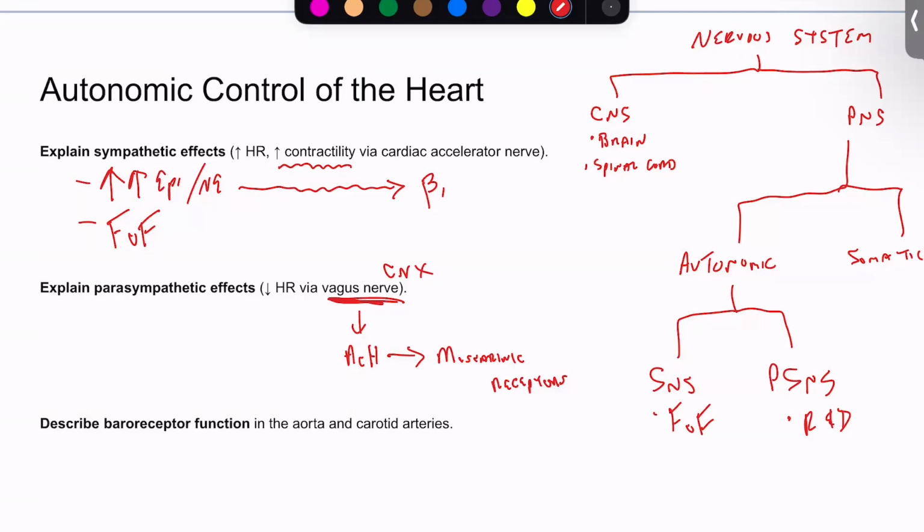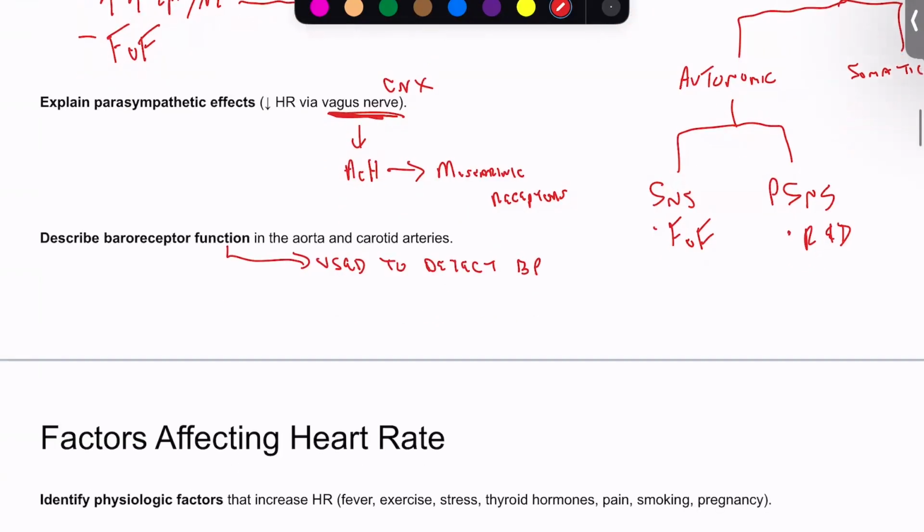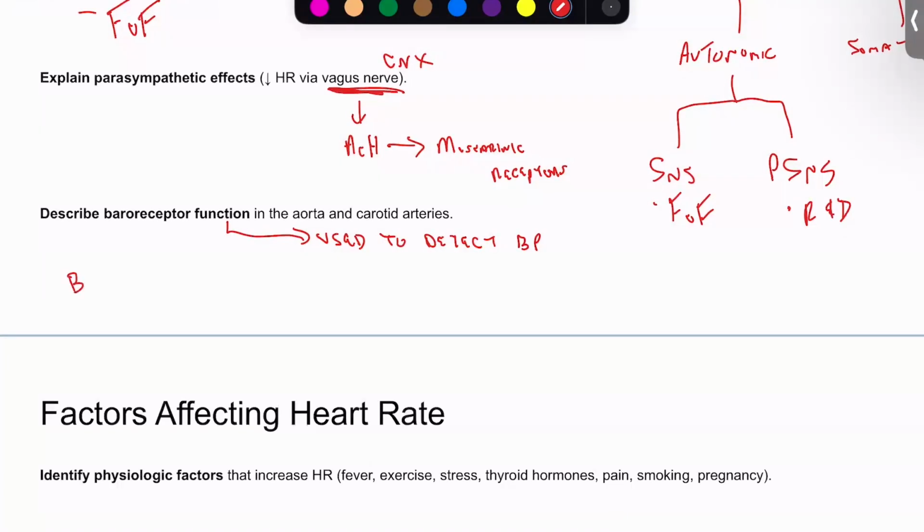And the baroreceptor function, so the baroreceptors are in our aorta and our carotid arteries, and they're used to detect our blood pressure. So there's one in the aortic arch and one at the carotid sinus, which is in the internal carotids. So when our blood pressure rises, we have kind of two options here. We have the medulla that decreases its sympathetic nervous system output.